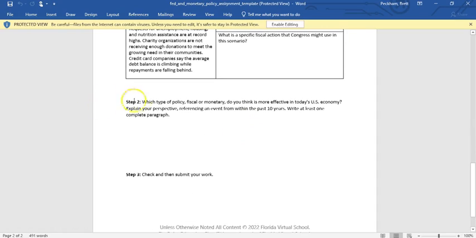For each of those scenarios, answer those 3 questions. Then lastly, in step 2, you're going to explain which type of policy, whether fiscal or monetary, you think is more effective in today's economy. And then explain your perspective. Why do you believe that? Reference some sort of event in the last 10 years, like the pandemic that has occurred in the last 10 years, and write about that. And you have to do it in at least one complete paragraph. Then just make sure that you're good to go there.